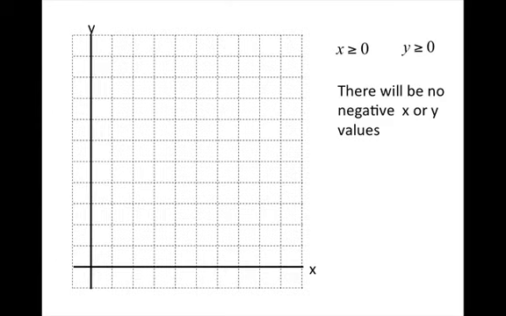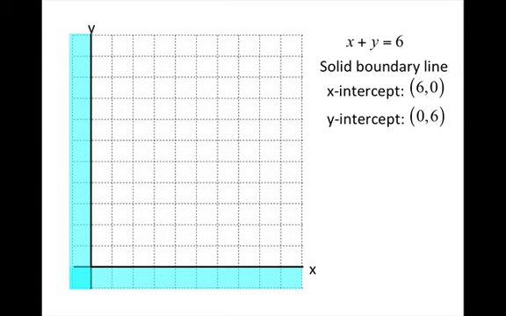So let's begin with the two constraints x and y are greater than or equal to 0. We know that these tell us there will be no negative x or y values, so we're limited to quadrant 1. So you can shade or mark out all other quadrants. Then next I want to graph the boundary line x plus y equals 6. Well, my intercepts were 6, 0, and 0, 6. And this was a solid boundary line. So I'm going to label it with a 1 since it was my first line.